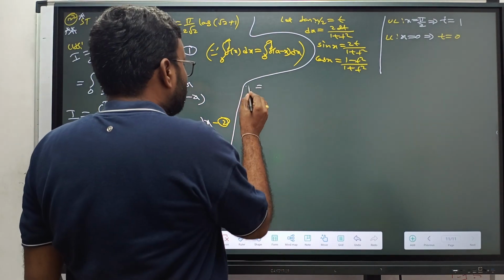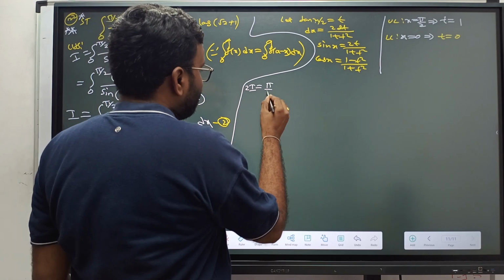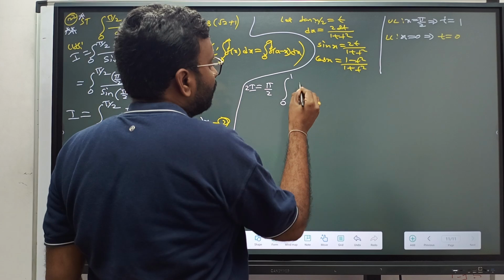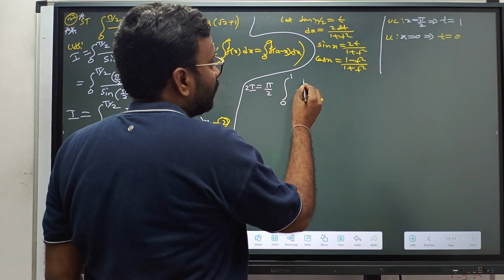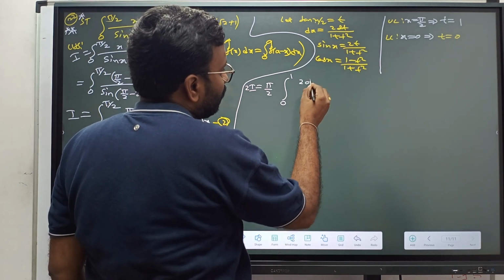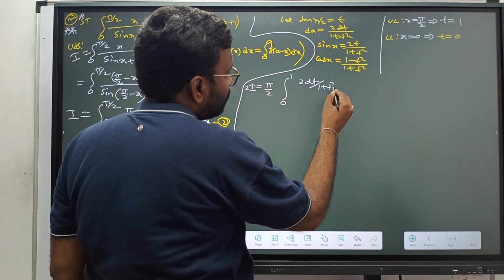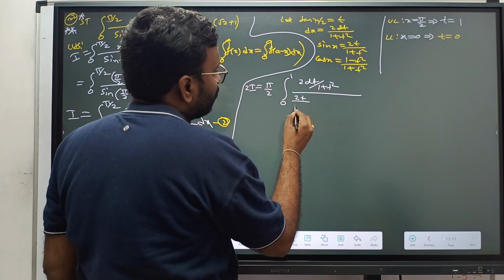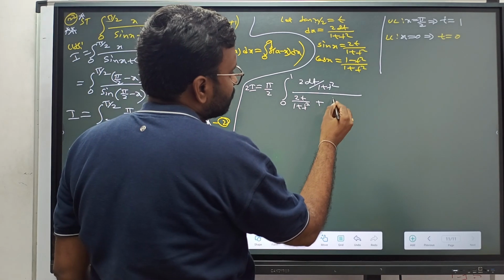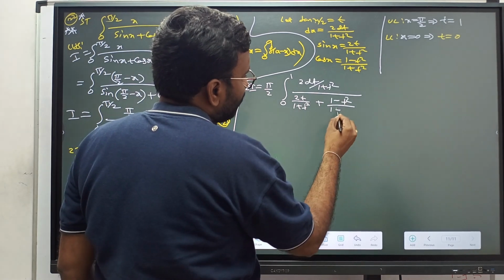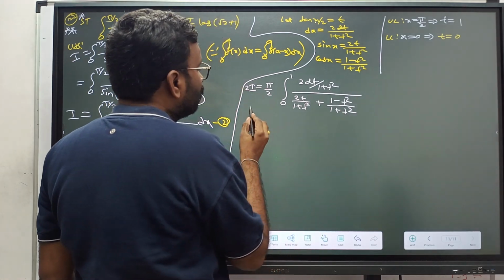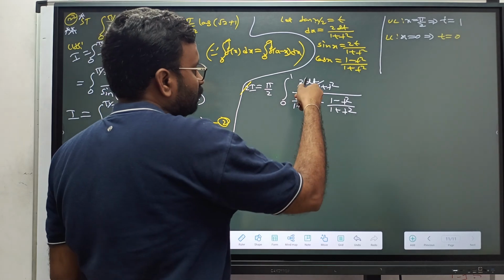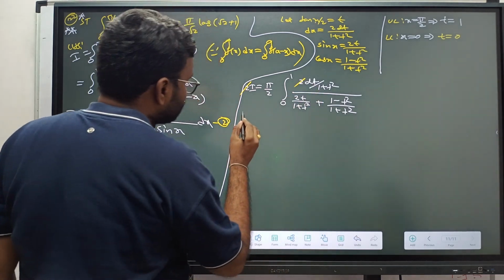Yeah, easy. 2I is equal to already there pi by 2 integral 0 to 1, and numerator dx, that is 2 dt by 1 plus t square, by sin x plus cos x, sin x is 2t by 1 plus t square plus cos x is 1 minus t square by 1 plus t square. Now we can cancel directly this 2 and this 2. Okay, cancel.